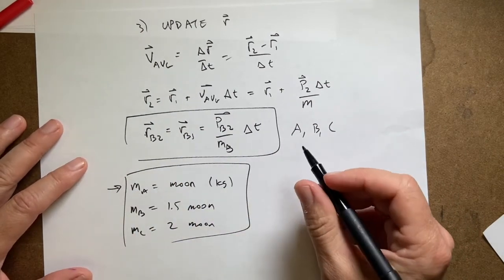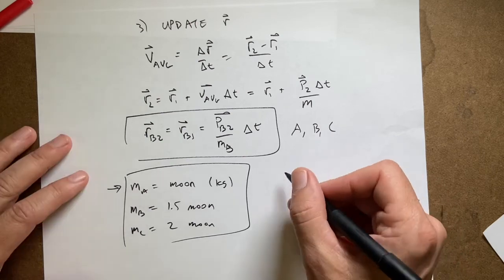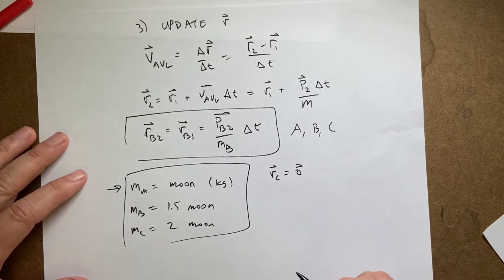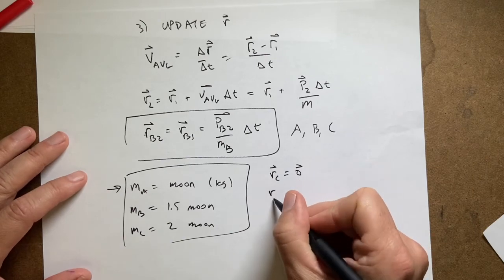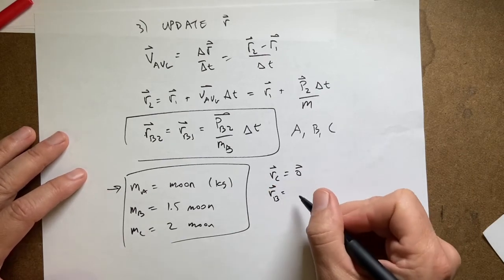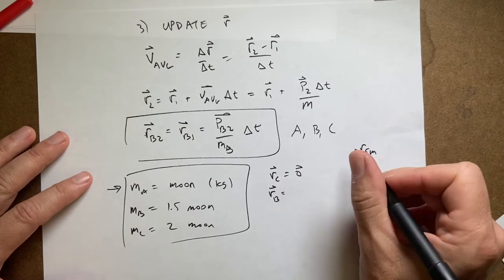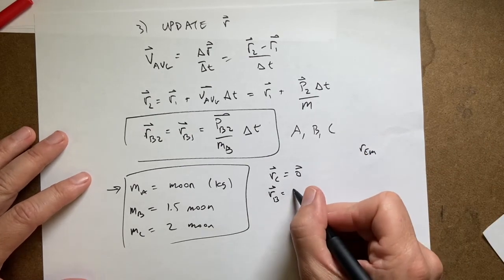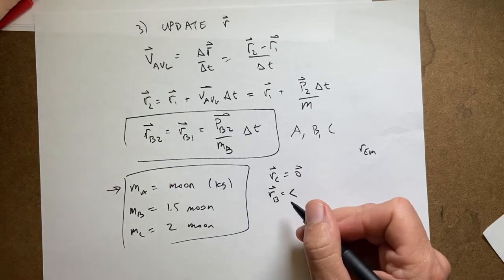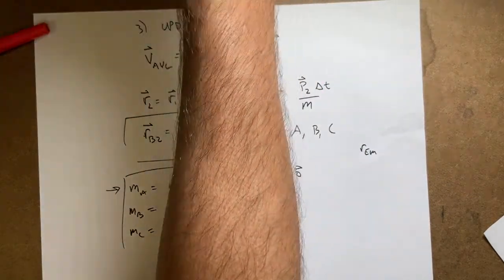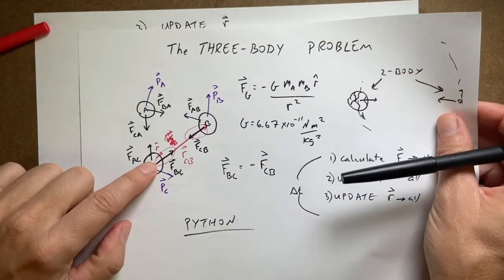So let's say I'll put one of them at the origin. So let's say RC equals 0. It's at the origin. RB is going to be equal to, let's call this REM the distance from the Earth to the moon. I'm just looking at that picture in my mind and thinking about this. Right, so that's at the origin.